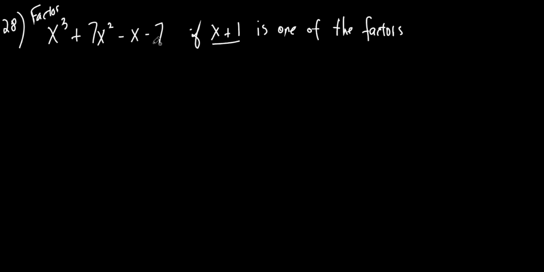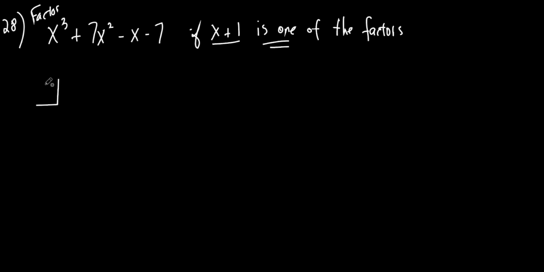Sticking a negative 1 in here is really not going to help you. Okay, we're actually going to do the division. So let's do it by synthetic division, because you know that's one of the factors. We're not just trying to find if that's a factor or not. It tells you right there it is one of the factors. So we're going to take this polynomial and divide it by x plus 1.